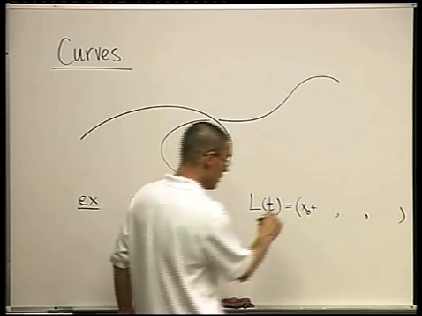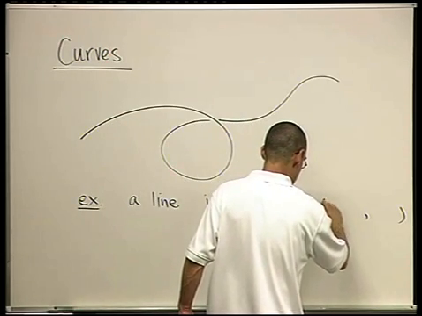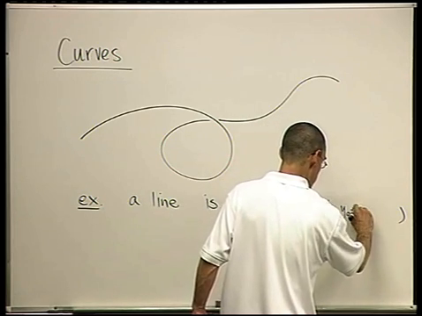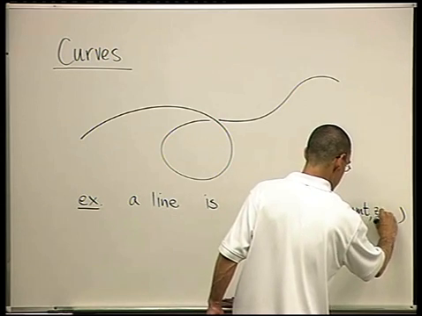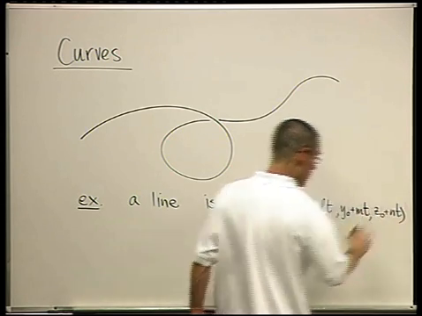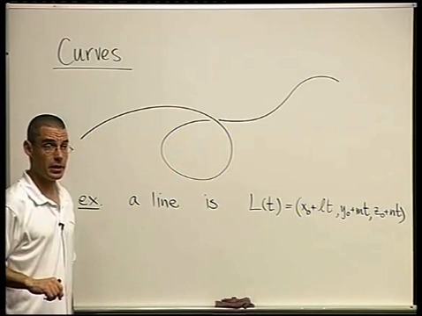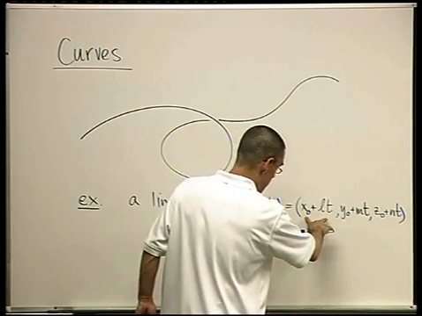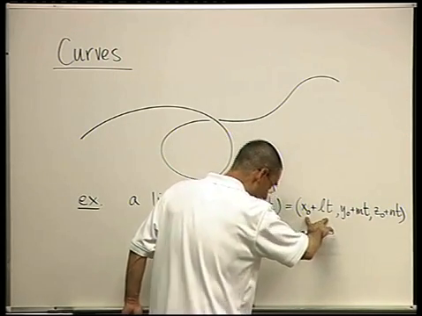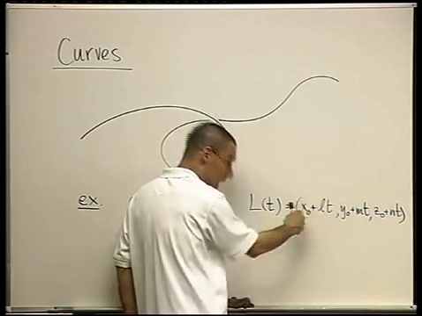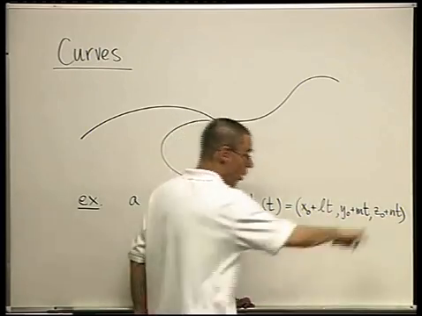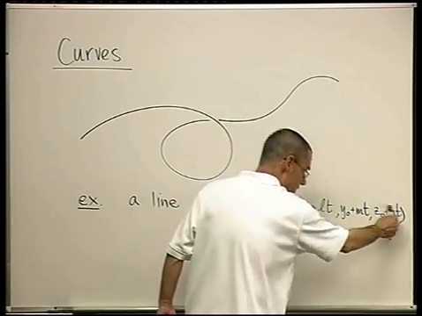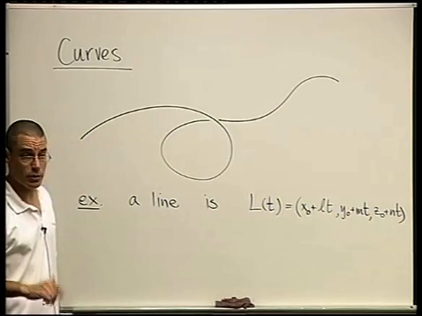Remember that? So x0 plus Lt, y0 plus Mt, and then z0 plus Nt, right? This was the equation of a line. Does everybody remember this? Okay? And so x was given as some function of the parameter, a linear function because it's a line. y is given as a linear function of the parameter t. And z is given as a linear function of the parameter t.